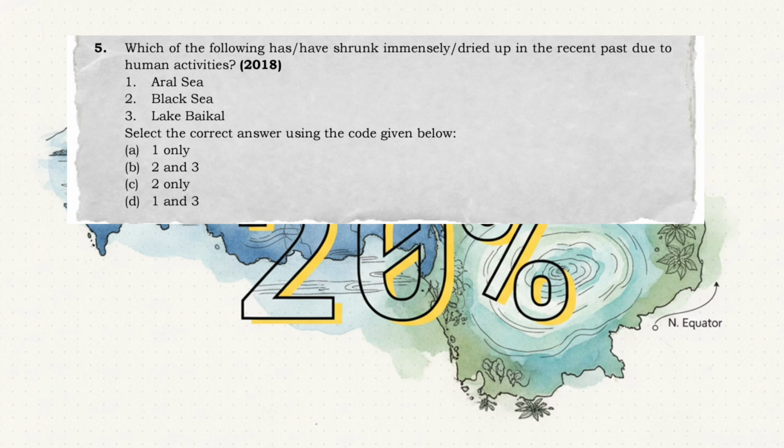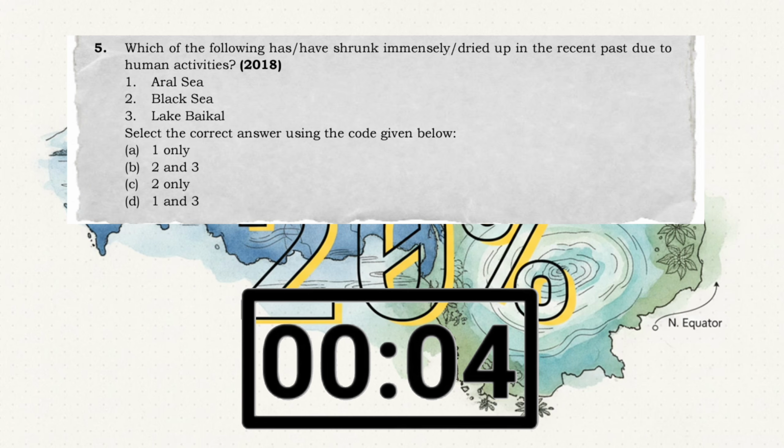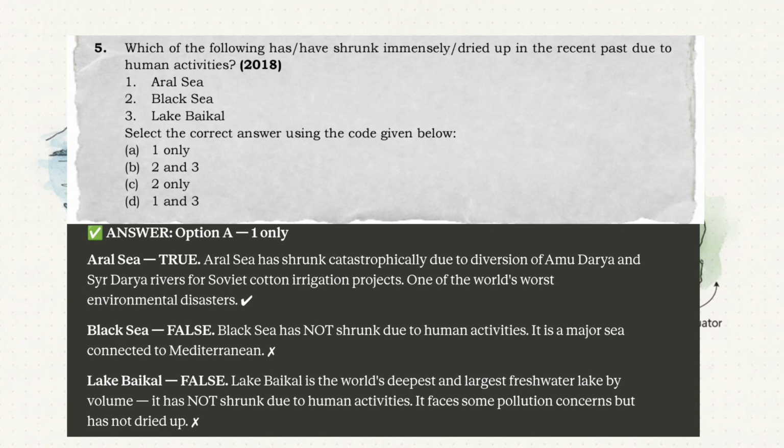Question 5, UPSC Prelims 2018. Which of the following have shrunk immensely, dried up in the recent past due to human activities? 1. Aral Sea. 2. Black Sea. 3. Lake Baikal. Option A, 1 only. Option B, 2 and 3. Option C, 2 only. Option D, 1 and 3. Pause 5 seconds. Answer: Option A, 1, Aral Sea.